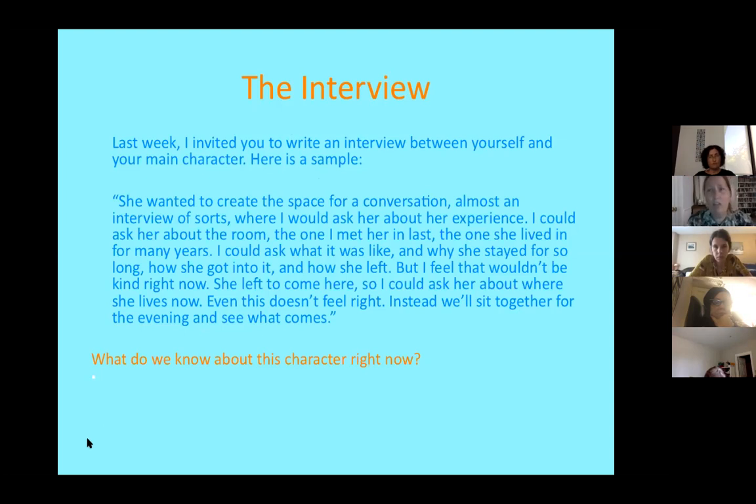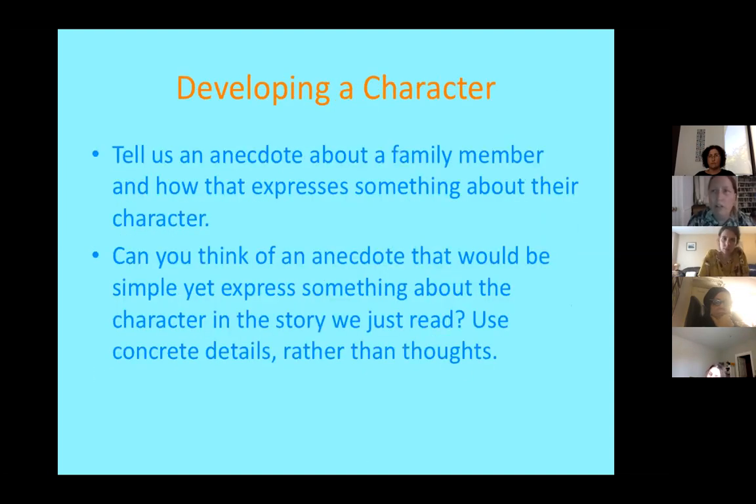Because it's a funny thought. You don't think about speech or even thoughts as being concrete. You think about them as abstract things that are out here somewhere, but they're not. They actually have to be fairly concrete in order to be effective. Okay, so I'm going to ask you this, like a little exercise. Could you tell us an anecdote about a family member and how that expresses something about their character?